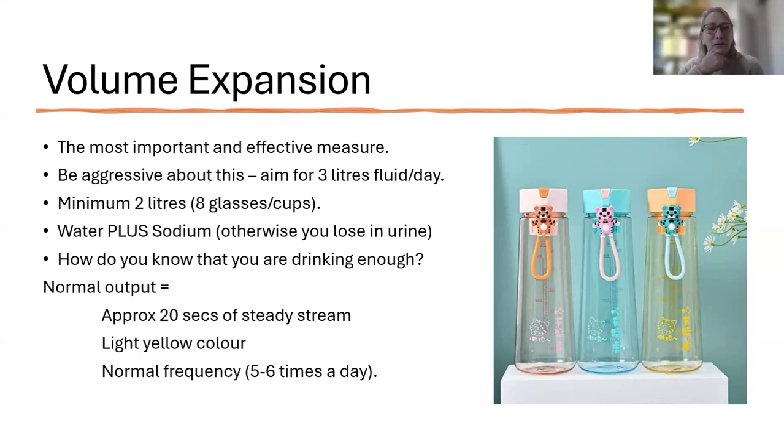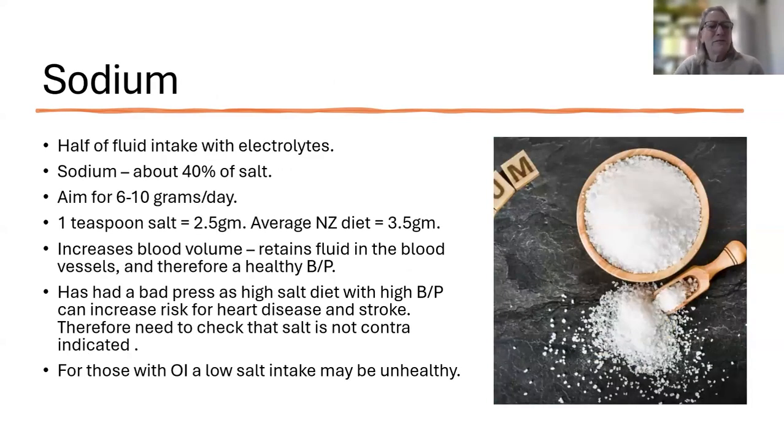And it's a really good indicator to have a look at how do you know you're getting enough. You should be able to pee for at least 20 seconds. It shouldn't be any darker than a light yellow colour, and you should be going probably 5 to 6 times a day maximum, unless you have other issues. So 2 to 3 litres of fluid a day, and then half of that fluid intake, you should have with electrolytes. So we're talking about sodium plus a few other little electrolytes, but for the orthostatic intolerance, sodium is the important thing.